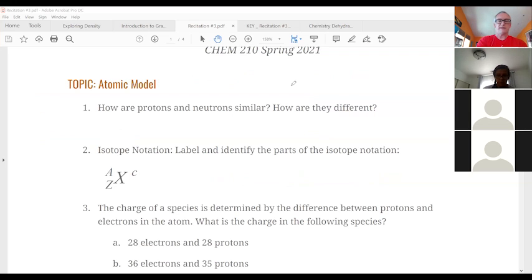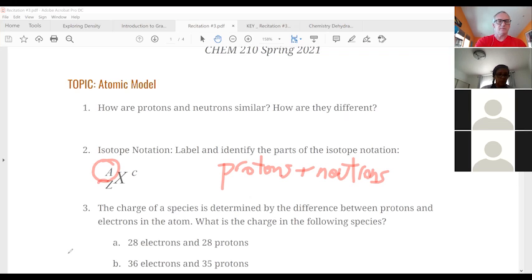So what is A? What number is A? Mass number. Right. That's the mass number. So what is the mass number again? Protons plus neutrons. Right. So A is protons plus neutrons.